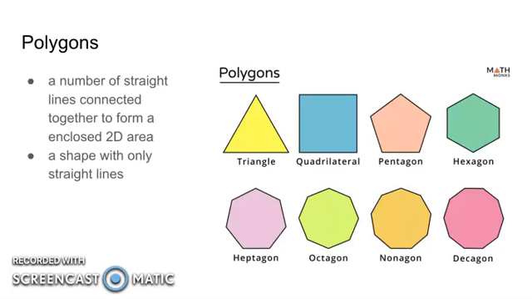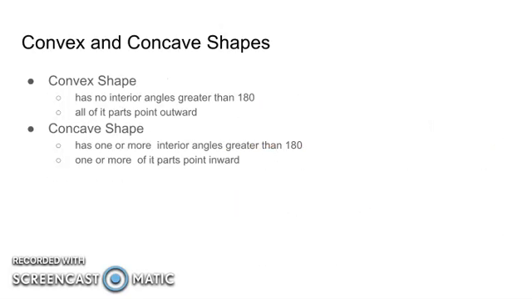So there are other ways to classify, which are convex and concave shapes. In terms of mathematics, a convex shape is basically one that has no interior angles greater than 180. We'll see an example of this in the next slide, but basically all of its parts point outwards, and none of the parts point inwards. While a concave shape has one or more interior angles greater than 180, and one of the parts points inward.